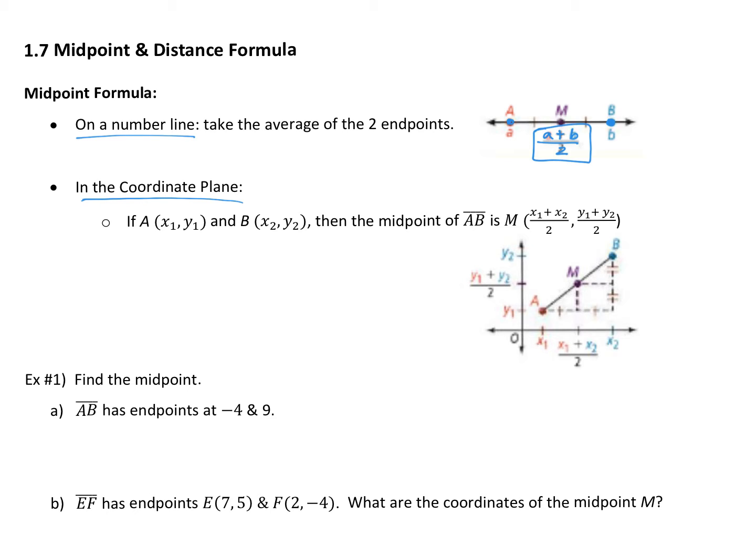Now it's a little different if it's in the coordinate plane, because now we're working not just linear. Now we have things moving in multiple different directions. So the way we do that is with the midpoint formula. And this right here is the midpoint formula. It says M for midpoint is x1 plus x2 divided by 2 and y1 plus y2 divided by 2.